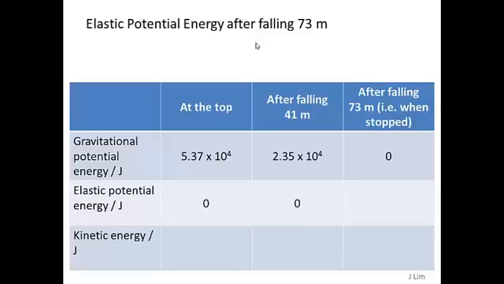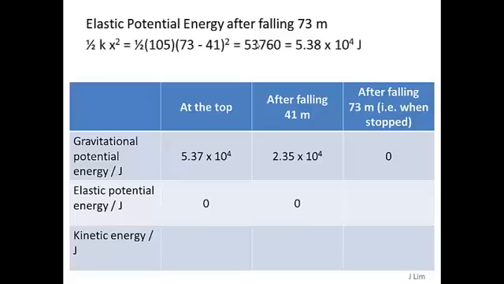Elastic potential energy after falling 32 meters. The extension is 73 minus 41, 32 meters. So half kx squared will give us a value of 5.38 times 10 to the power 4 joules.